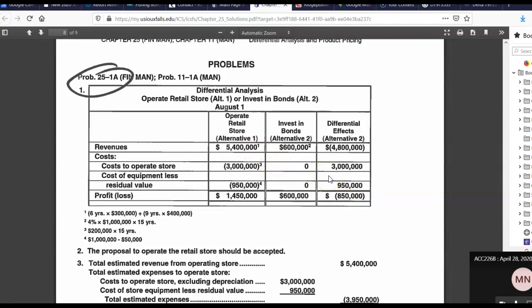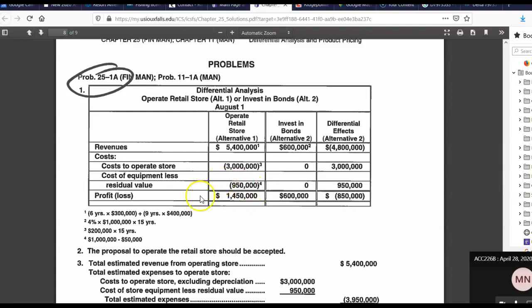All right. So in this retail store, if you read through it, it said it was 6 years of $300,000 of revenue, and then there's another 9 years at 400,000. That's how they get their revenues. They have the cost to operate there, basically $200,000 for the 15 years, and then this here is the cost of the equipment less the residual value. So it's not going to cost us $1 million, but rather $950,000 because there's 50,000 of residual.